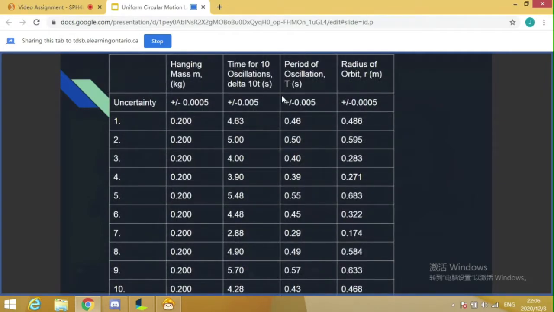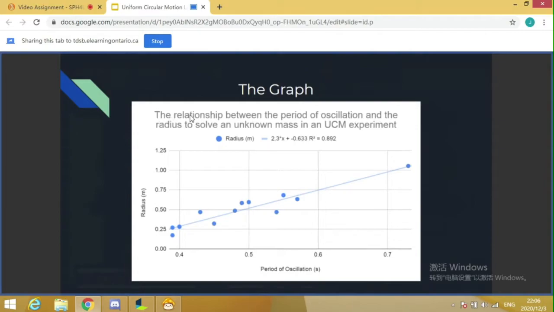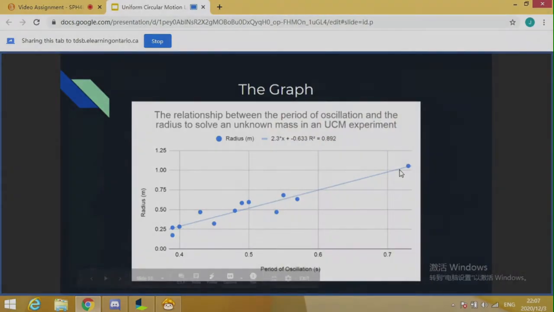So this is the data I've collected, and it looks pretty consistent. So in the graph, the relationship between the period of oscillation and the radius to solve an unknown mass in a uniform circular motion experiment. As you see, the coefficient of determination is 0.892, showing that the accuracy was pretty good. And you can see that they're mostly on the slope of the graph.